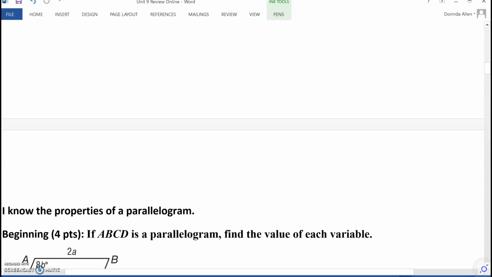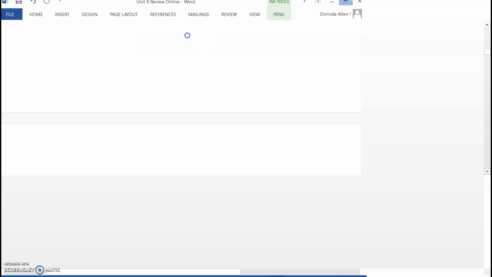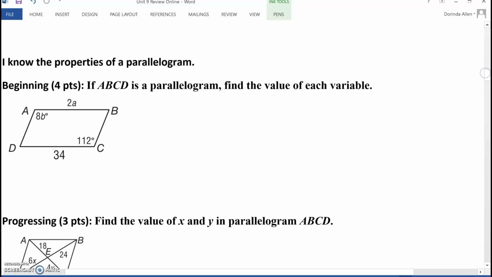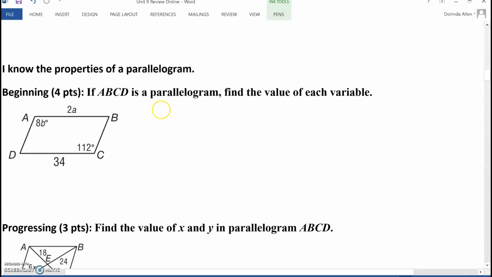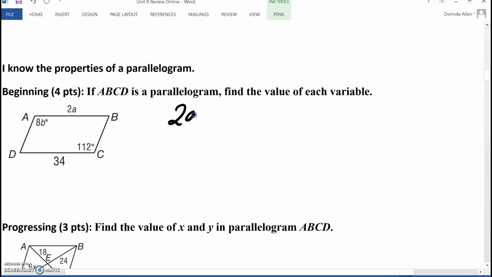All right, next we went into parallelograms. So I want to find each of these variables. I know that in a parallelogram, opposite sides are equal. So I can take the 2 sides and set them equal to each other. So 2a equals 34, and a equals, divide by 2, 17.